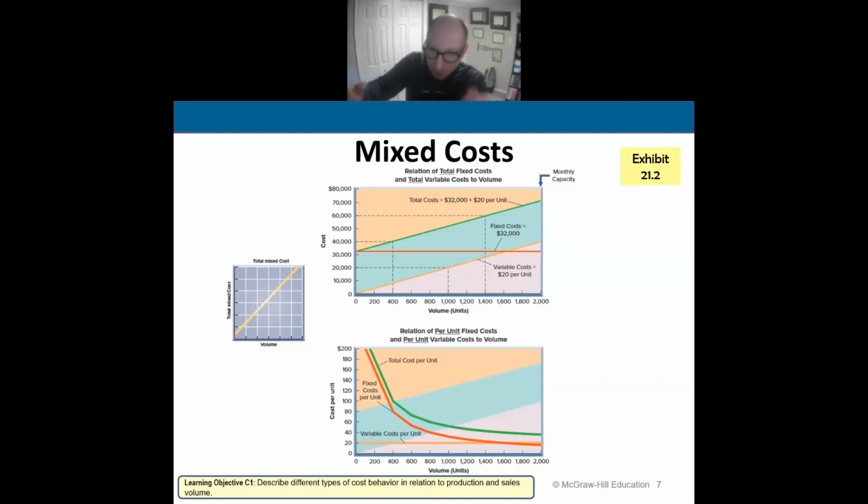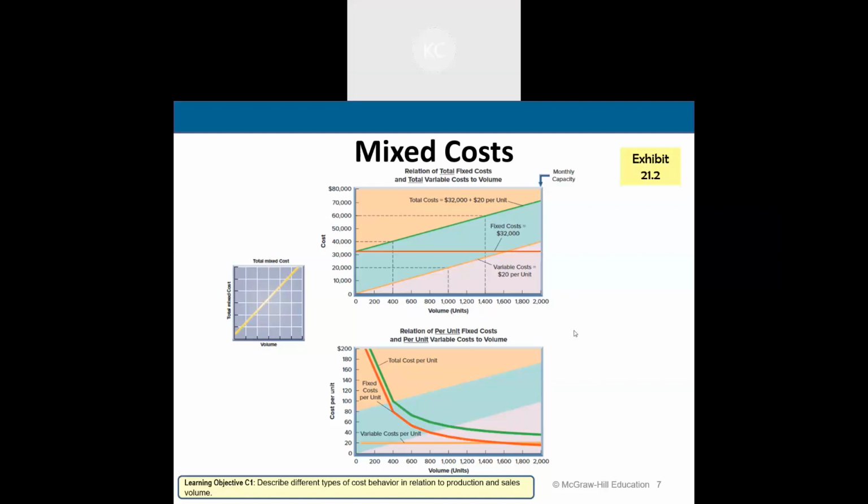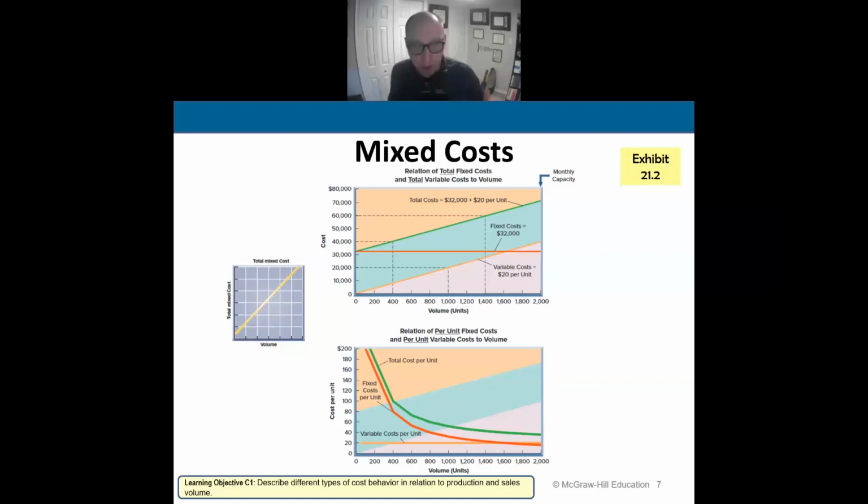Yes, sir. Awesome. Very cool. So it's just a matter of thinking about what part is fixed and what part is variable. And with a mixed cost, it's both fixed plus variable. And variables, they can change, right? Variable is what changes, exactly. That's what changes based on the level of output.